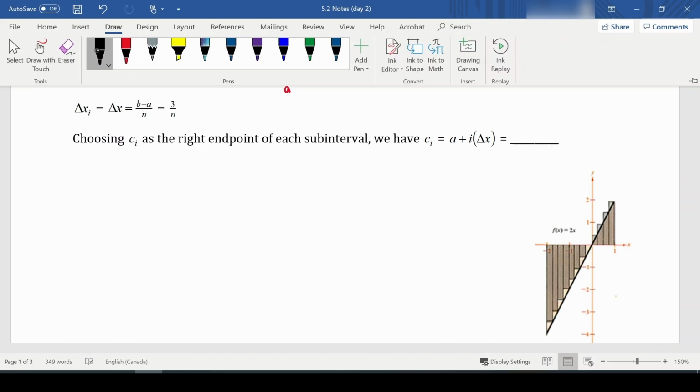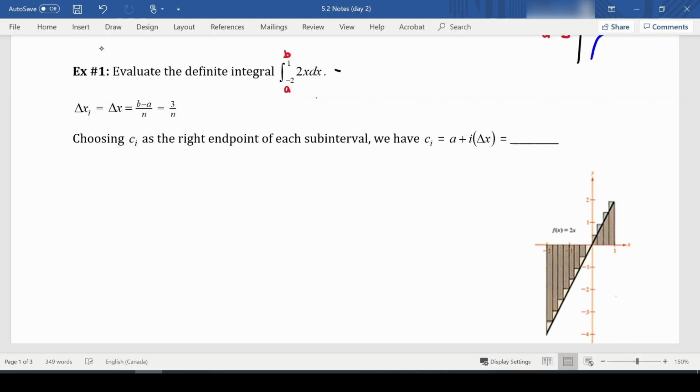We need to remember that if it's asking us to find the integral, this is the same thing as asking us to find the limit as n approaches infinity, the number of rectangles approaches an infinite number, of the sum of all of the areas of our many, many rectangles. So we have to remember too that our delta x is b minus a over n. In this case, b minus a would be 1 minus -2, which gives us 3 over n.